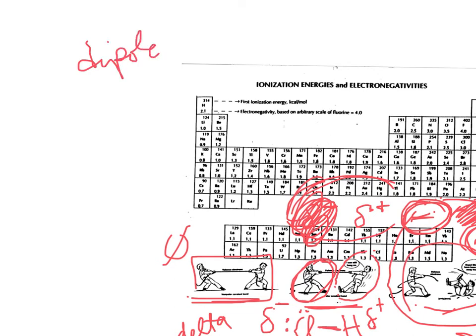Dipole. See the word pole, like polar, like the North and South Pole, or like magnets. It's kind of the same thing. You have a slight positive and slight negative charge, and then it's called a moment, the dipole moment. It's an actual experiment that they can measure, just how strong is that attraction of having slight negative and slight positive ends to those molecules.